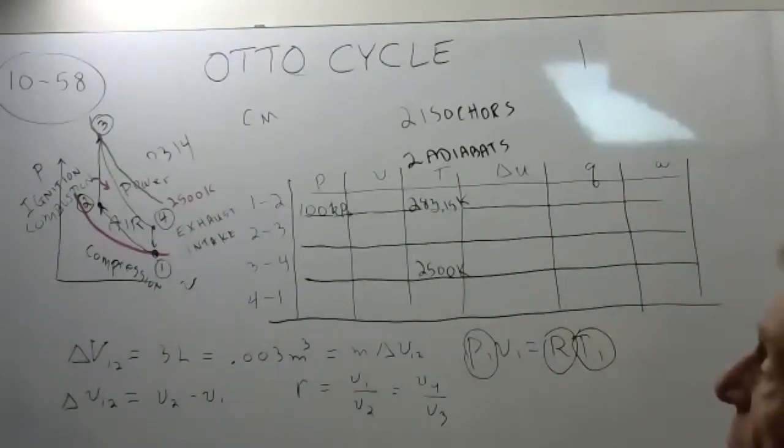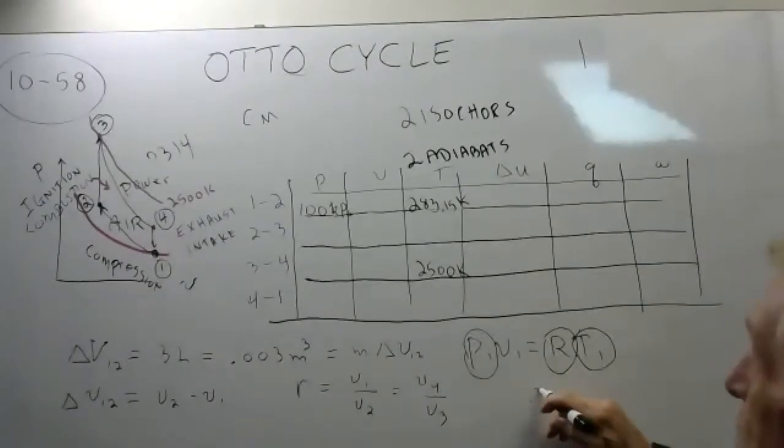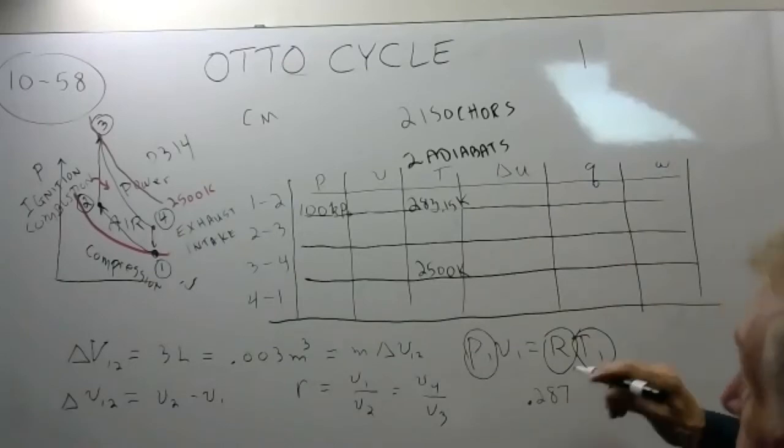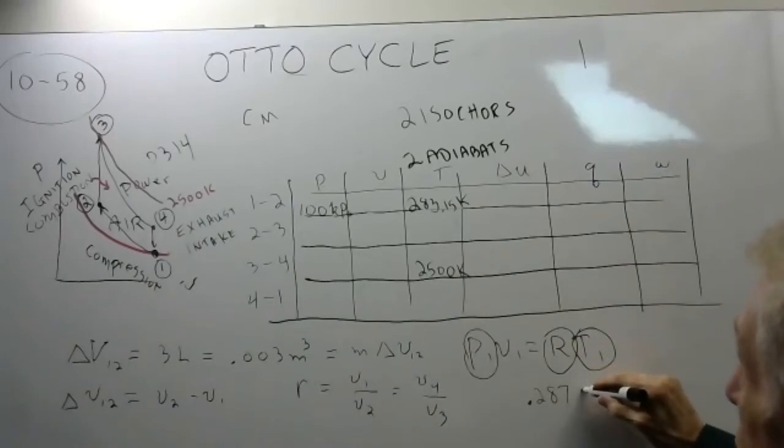I think I missed where we got R. Oh, well, R is 0.287. It's air. It's the gas constant for air. I want you to memorize that.